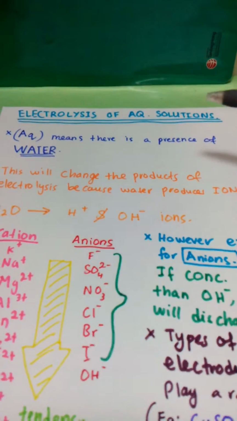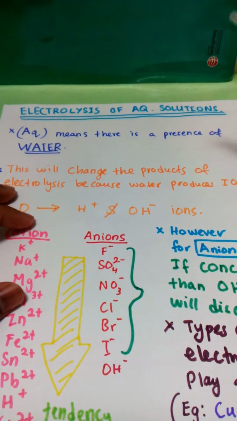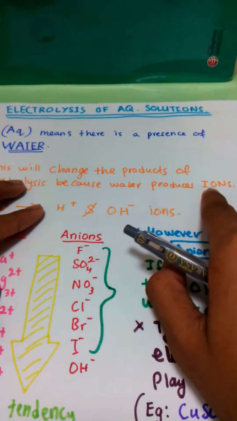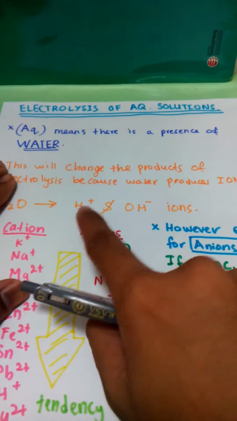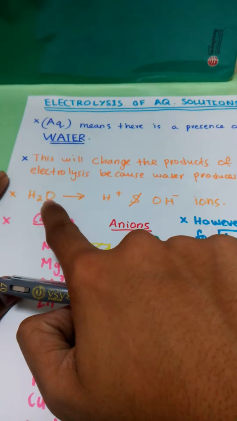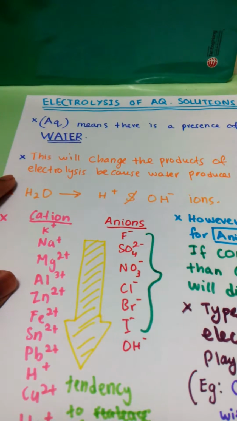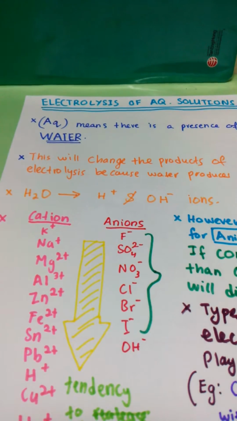From here we can tell that the products of electrolysis will also change, because water itself produces its own ions. What are the ions? H plus and OH minus ions. So H2O will dissociate into H plus and OH minus ions. Okay, so we might be a little confused. So what will discharge? H, OH, or the metal, or the gas, the anion? What will dissociate?